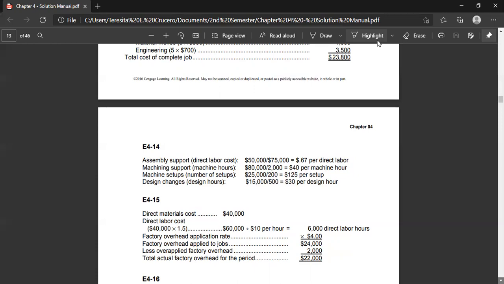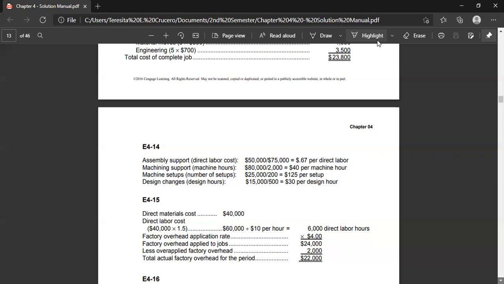Now in E4-15, determining actual factory overhead. The books of Petri Products Company revealed that the following general journal entry had been made at the end of the current accounting period: factory overhead $2,000, under and over applied factory overhead credit $2,000. Closed credit balance in factory overhead control account. In other words, it's a credit balance.